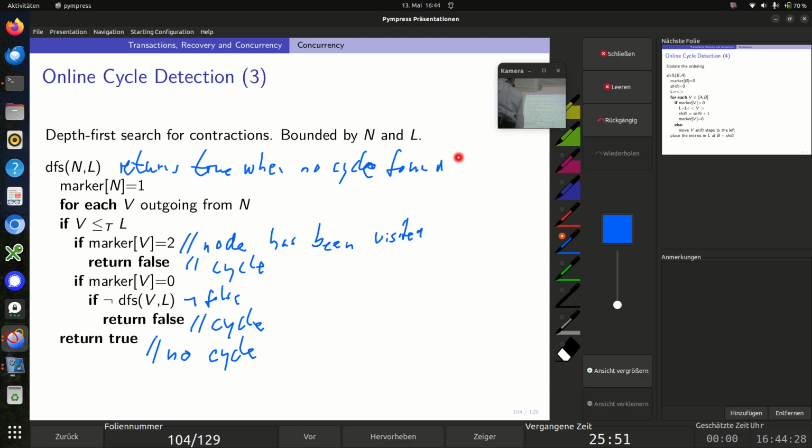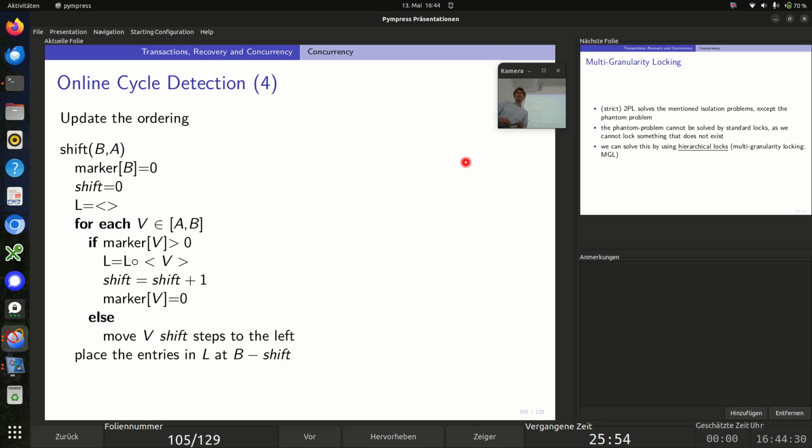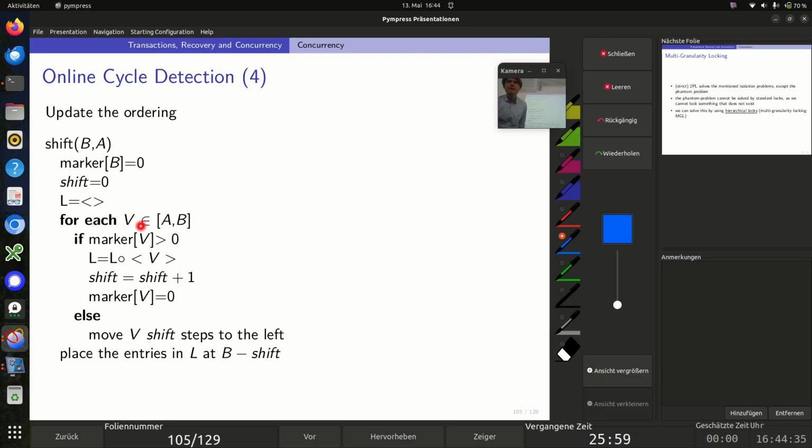Okay. And then the remaining functions about shift, and actually the shift here does not make much sense, because here this should be if marker of v is greater than 0, so here we actually have b. This is only the case for b, and this is only the case for a. And then the idea is, okay, we change the topological ordering until we have the original ordering. So for you there are online cycle detection algorithms, and here this was a nice example.